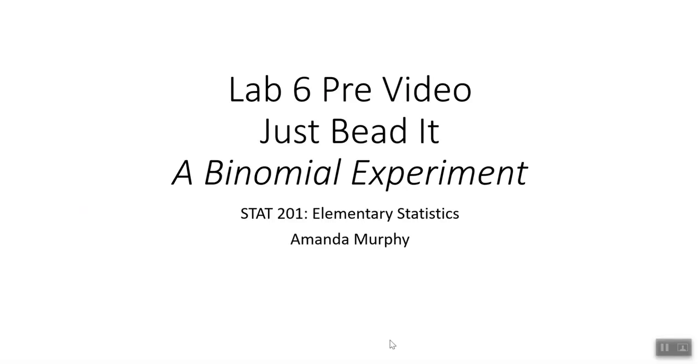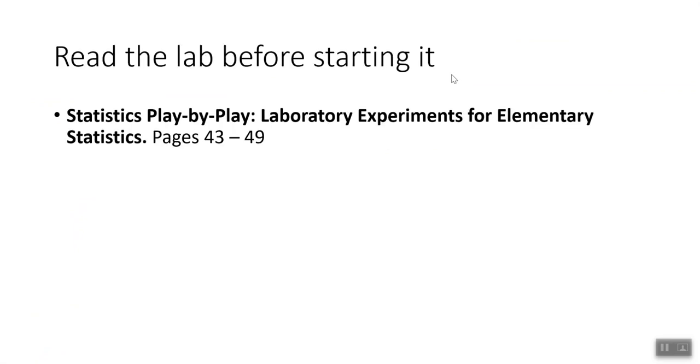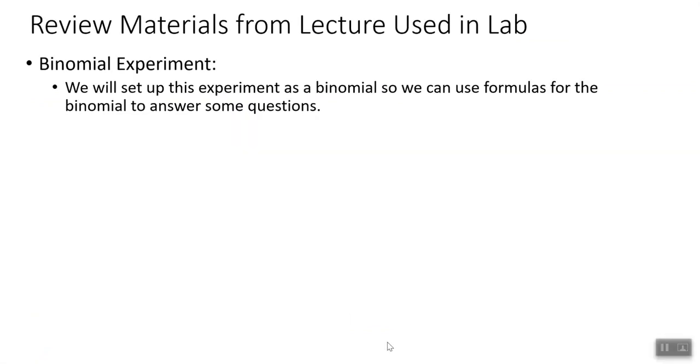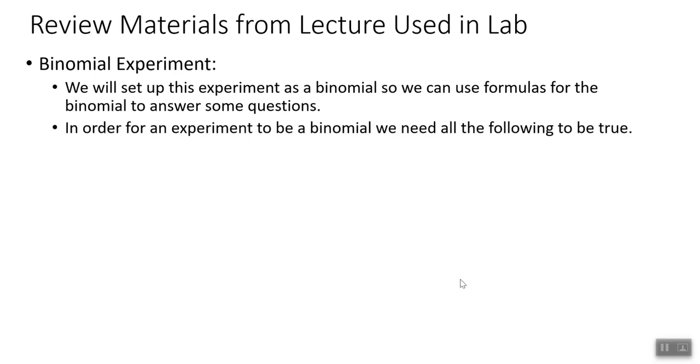This is the pre-lab video for Lab 6, Just Beat It, a binomial experiment. Read the lab manual before you come to lab, so read pages 43 through 40. The materials you need to remember from lecture to do this lab are what we learned about the binomial experiment. This experiment is going to be set up as a binomial, so you can use the formulas of the binomial to answer some of the questions at the end of the lab.